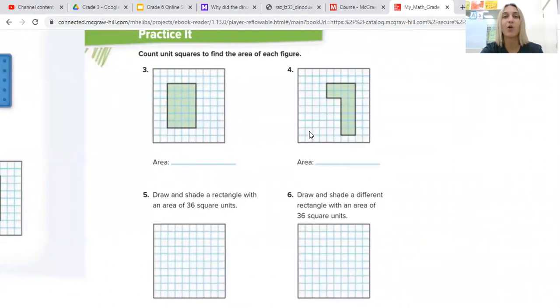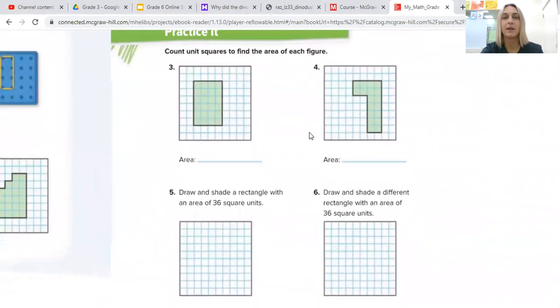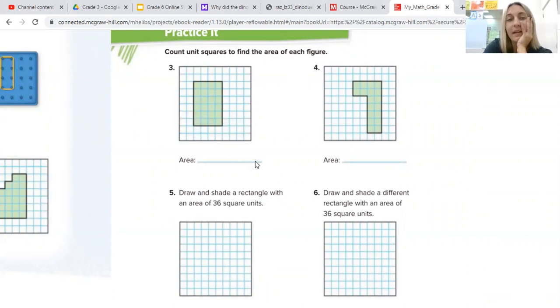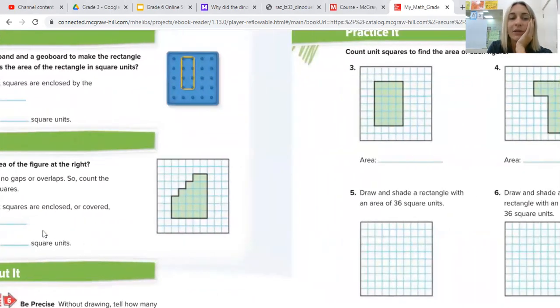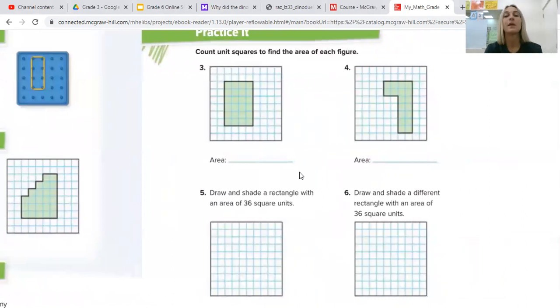So these you're going to do on your own, but let me walk you through each part here. So first you need to count unit squares to find the area of each figure. So just like this one here. Count the squares, give me the number, and then what's our label? They didn't write it this time. So you should be writing this after your number for number 3 and 4.